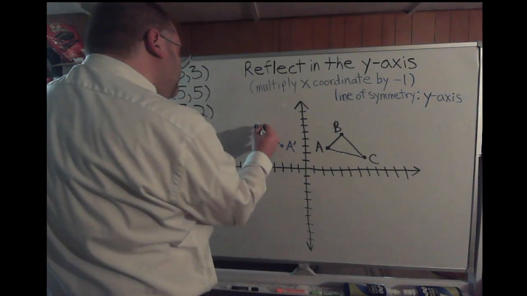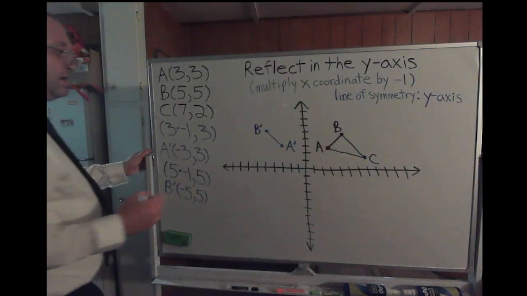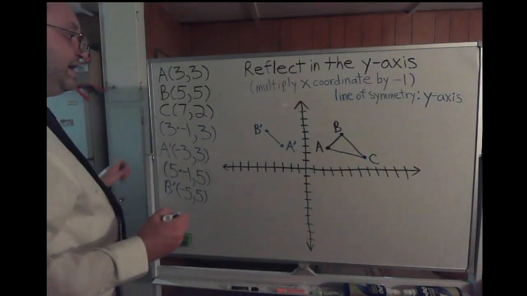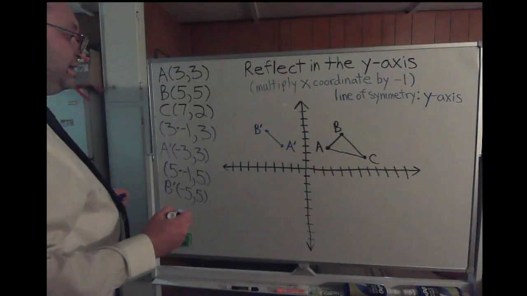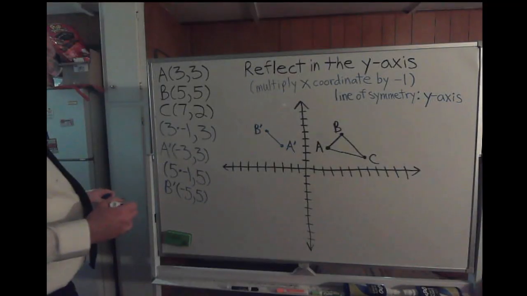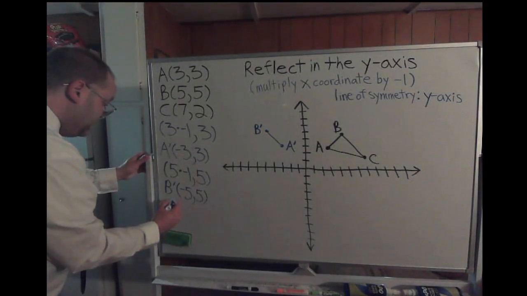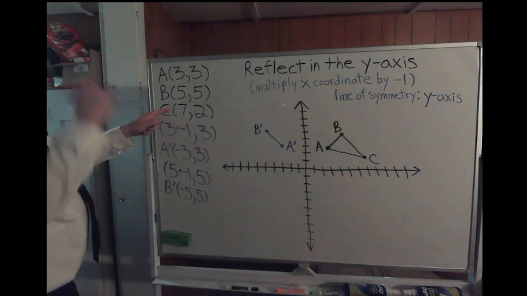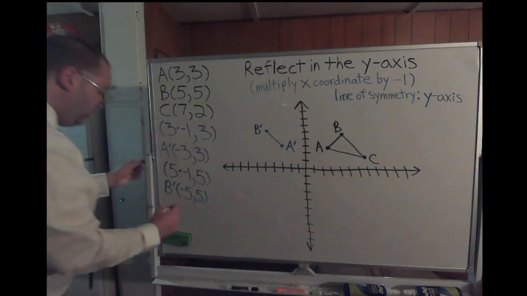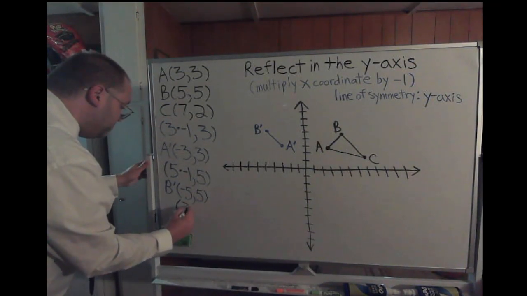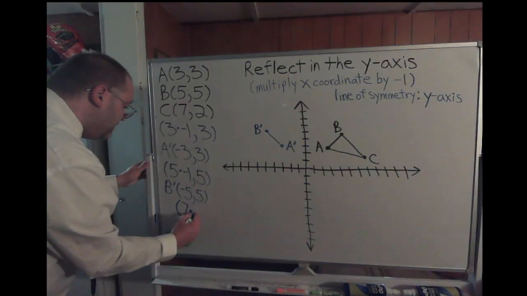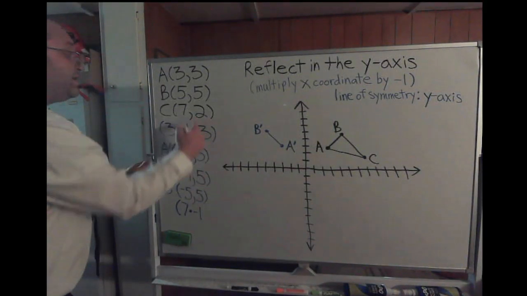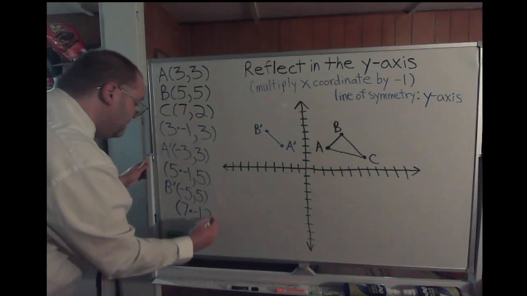That is your B prime. Okay. Last but not least, we have to do C. So C, in order to get C prime, we're going to take our x-coordinate of 7, we're going to multiply that by -1. You're going to leave your y-coordinate of 2 alone.